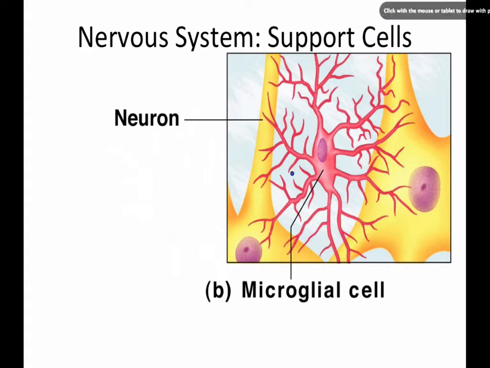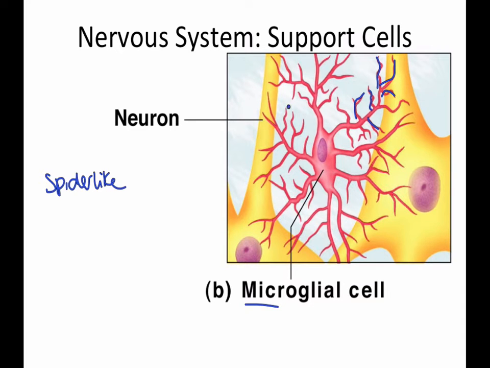The second type of cell we're going to talk about is the microglial cell. The microglial cell sort of looks like an astrocyte, except it has a whole bunch more little parts coming off of it. A microglial cell is spider-like. And remember, I want you to actually go through and color one of the microglial cells. So pick another color and color this whole thing.